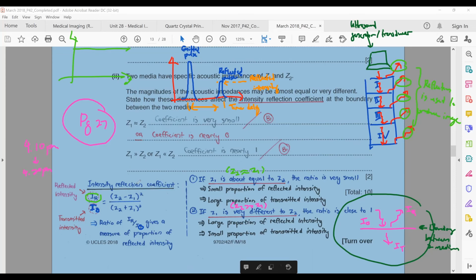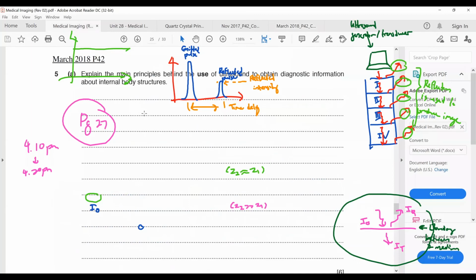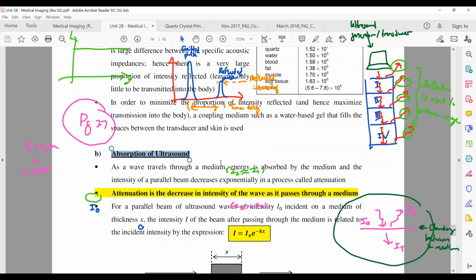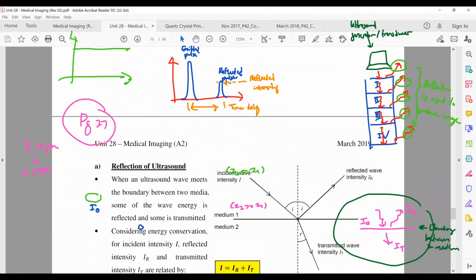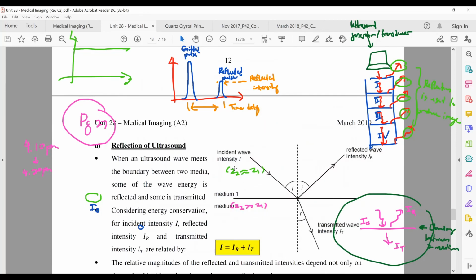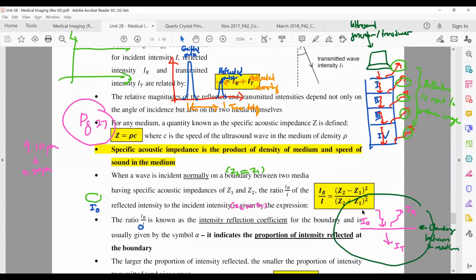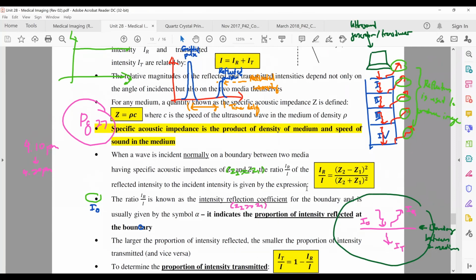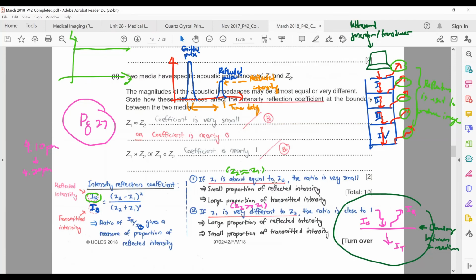The intensity reflection coefficient is talking about the ratio or the fraction of intensity reflected, which is IR over I naught. In your notes just now, the initial intensity is just I. Here I wrote it as I naught now. Just be careful about your symbols. Sometimes the symbols may be different, but they mean the same thing.